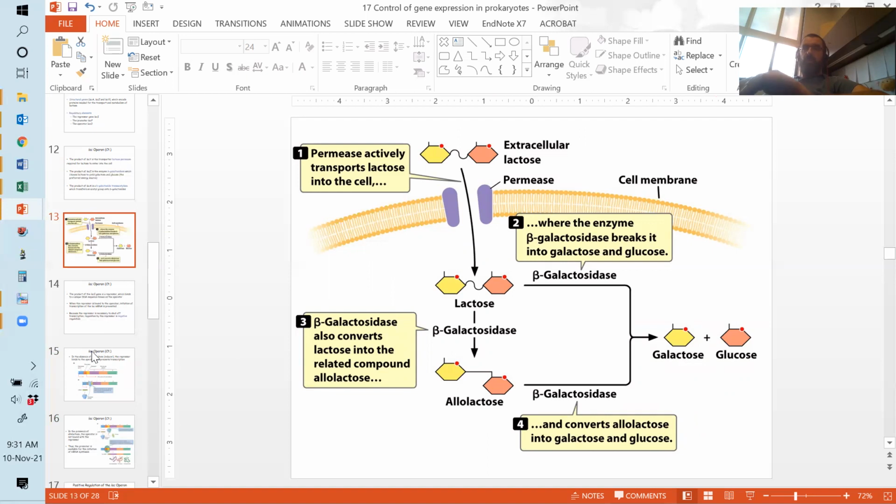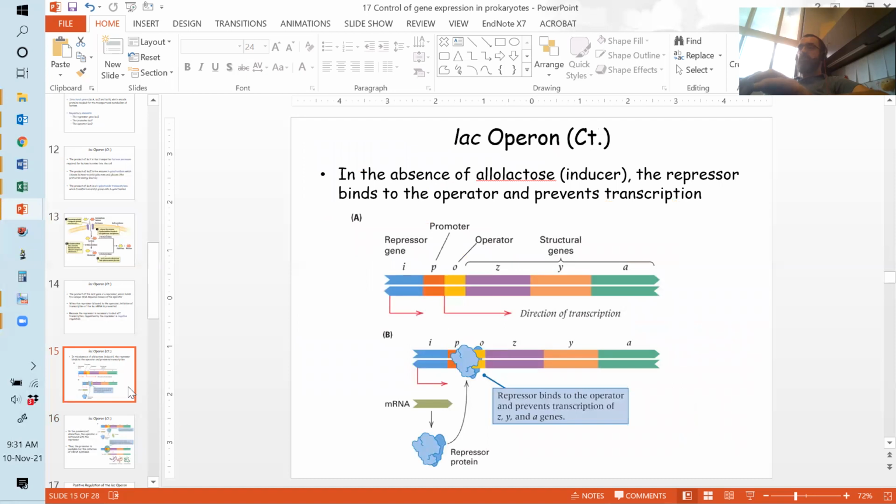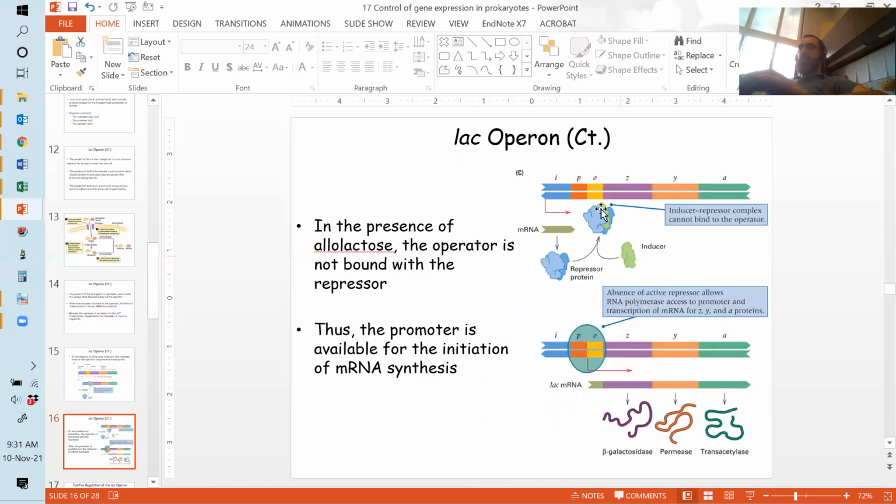All right, so that's the main on-off switch. No lactose, LAC-I binds, no transcription. Lactose present, lactose binds to LAC-I, no LAC-I binding, transcription can carry on or go ahead. All right, just give you a few seconds to absorb that. Anybody have any questions?